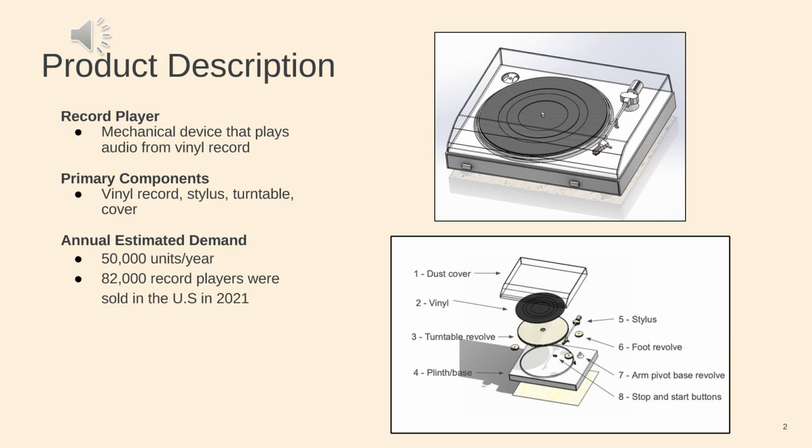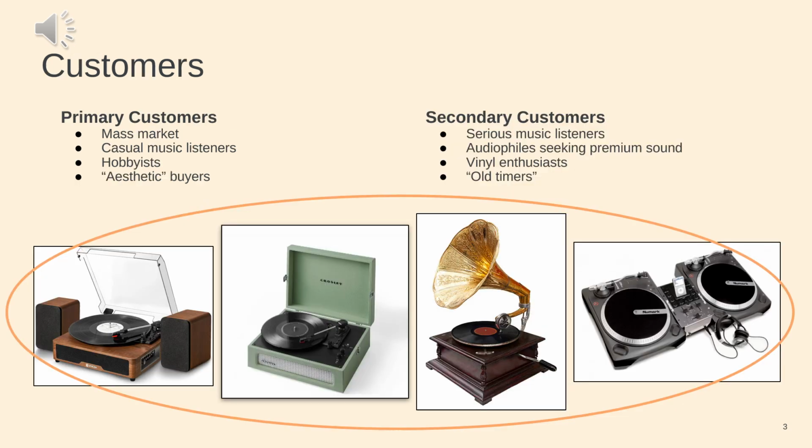The annual estimated demand is approximately 50,000 units per year, and for reference, there were 82,000 record players sold in the U.S. in 2021. Primary customers generally represent the mass market, who may be casual music listeners, hobbyists, or aesthetic buyers, whereas secondary customers are more involved and in tune with the product, who may be serious music listeners, audiophiles, vinyl enthusiasts, or old-timers.